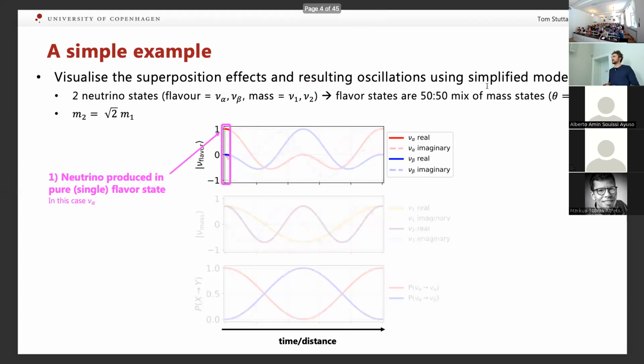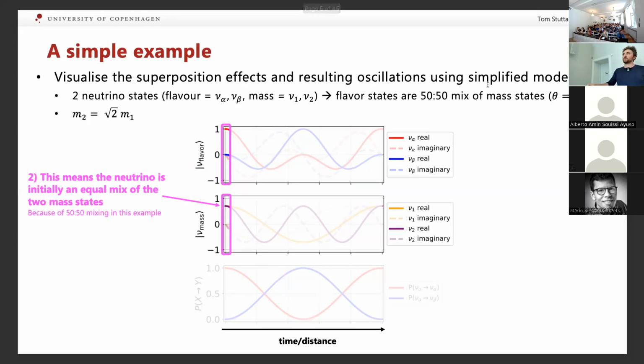So let's walk through this slightly. This top panel shows you your flavor states as a function of time or distance. The middle panel is the mass states as a function of time or distance. And then finally, we'll get to oscillations at the end here. The very first thing that happens is your neutrino is produced in a weak interaction or decay in a single flavor state. So here you can see it's 100% in one flavor state, nu alpha. Because of this mixing we already talked about, if you then look at this in the mass basis instead, you actually have both the orange and the purple here. So even though you're a pure flavor state, you're actually a superposition of 2 mass states.